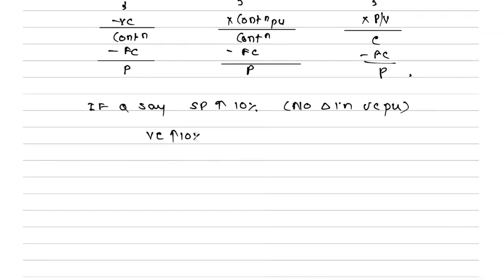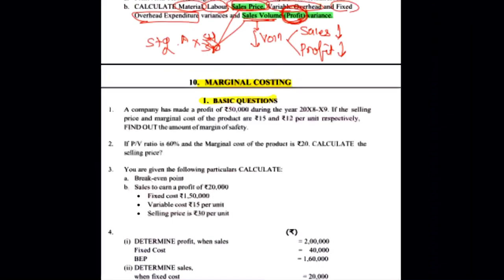Okay. And one basic thing which we all know, if the question says variable cost will increase by 10%, the effect will be given in the per unit column. But if it is said fixed cost will increase by 10%, the effect will be given in which column? The total column, not per unit. Is this very clear? Yes. So these are your basic questions which we can see.